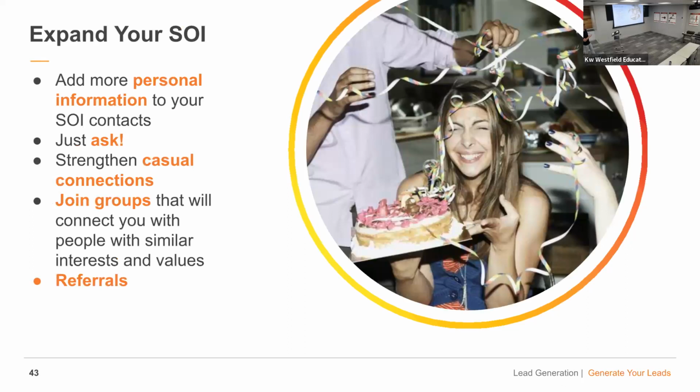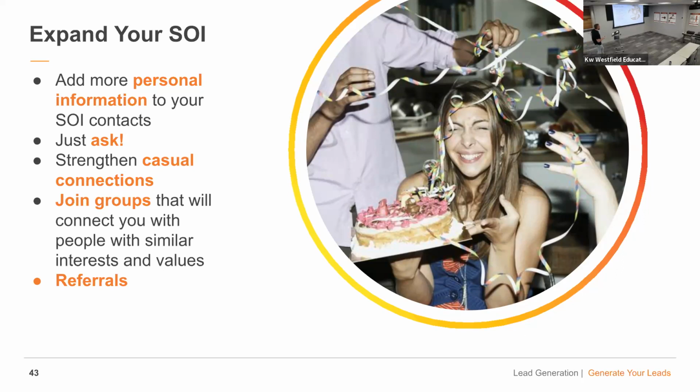Okay, so expanding your SOI, the whole goal is to add more personal information to your SOI contacts. Just ask. You'd be surprised, people don't get that weird if you ask for their contact info. It's also really simple. You don't have to ask for your address and your phone number and your email all at once. You could just say, hey, let me get your phone number, I'm going to text you my contact card. Then later on, hit them up and say, hey, I was going to send you something in the mail or email. Can I get your email? Can I get your address? Whatever. I'll show you guys a script here in a little bit.